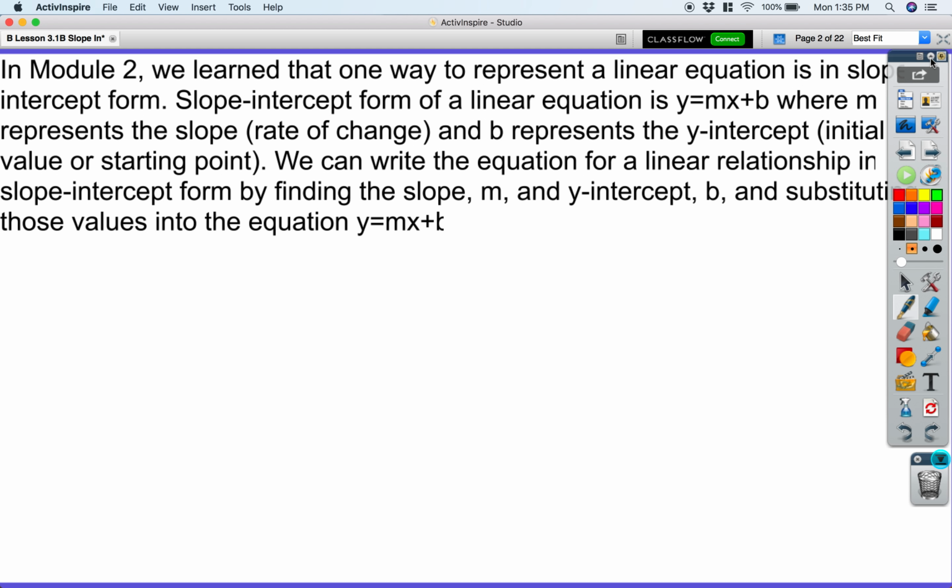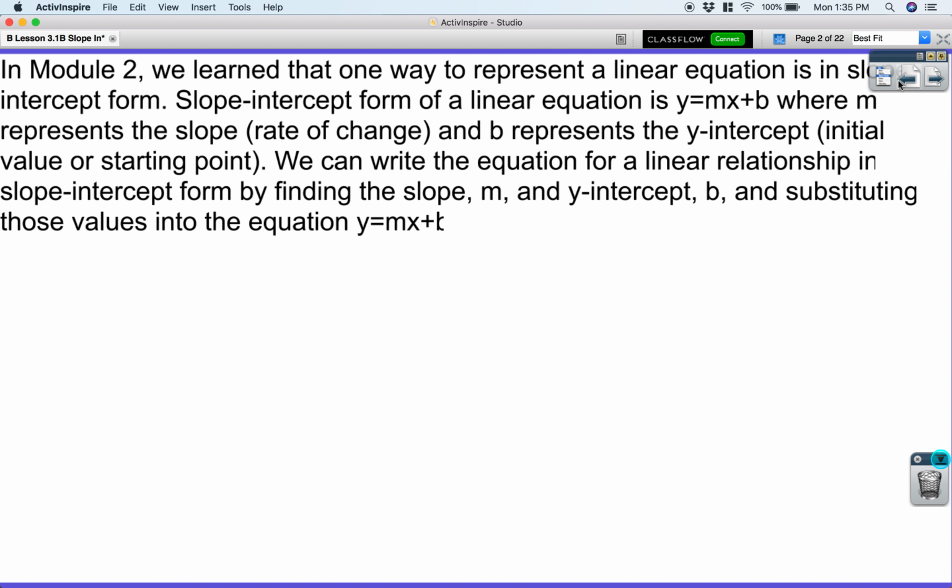In Module 2, we learned that one way to represent a linear equation is in slope-intercept form. It's y equals mx plus b. Slope-intercept form of a linear equation is y equals mx plus b, where m represents the slope or the rate of change, and b represents the y-intercept or the initial value or starting point. We can write the equation for a linear relationship in slope-intercept form by finding the slope, which is the m value, and the y-intercept, which is the b value, and substituting those values into y equals mx plus b.